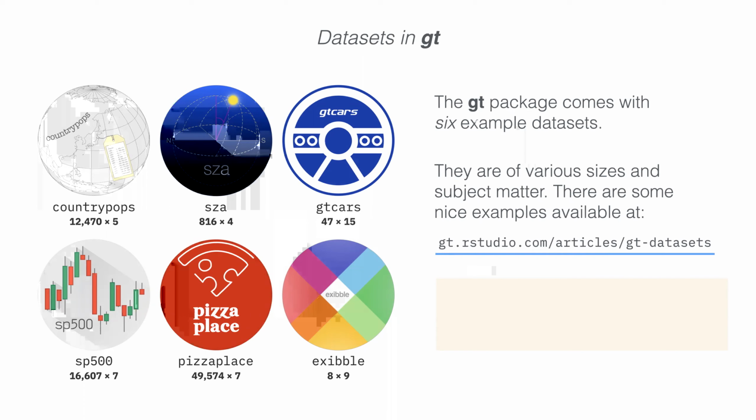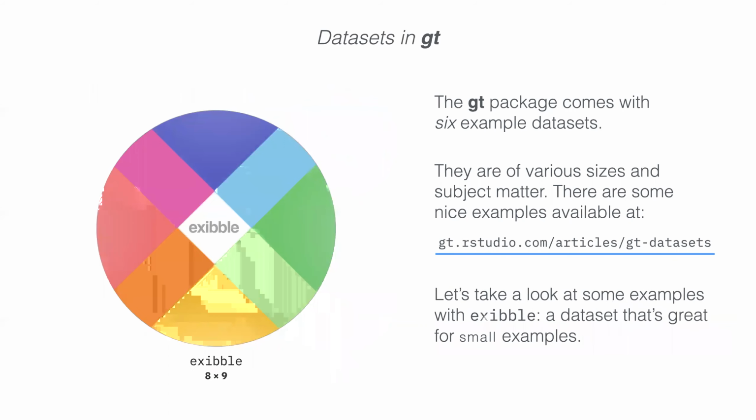So if you go to gt.rstudio.com, there's tons of documentation in there. There's documentation for each of the functions, plus a bunch of articles as well. We're going to do a few examples with the smallest data set, Exhibit. It's just a great data set for small examples. It's only like 8 rows by 9 columns. It has lots of different data in it and it has missing values. So it's great for little examples. It fits on a page.